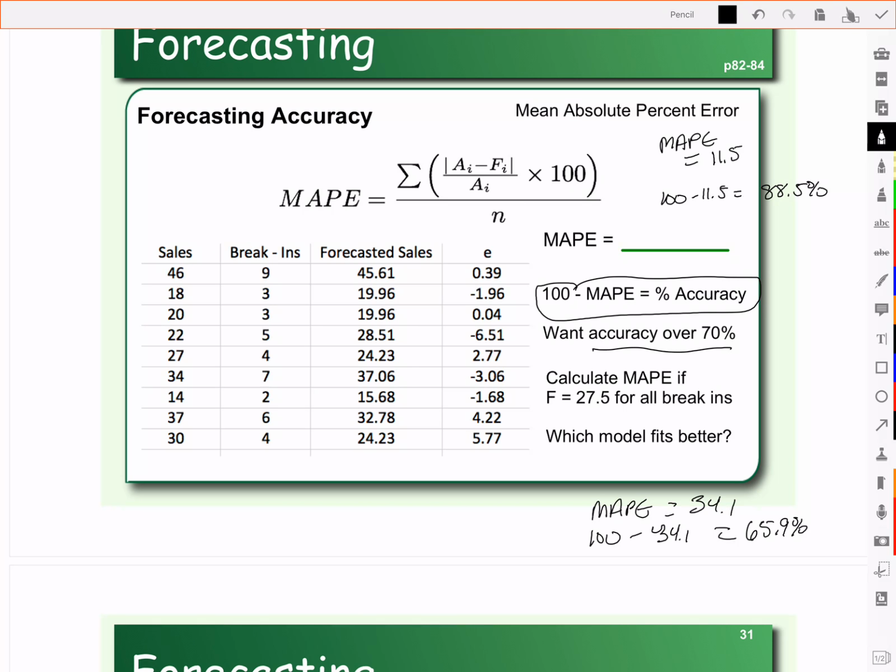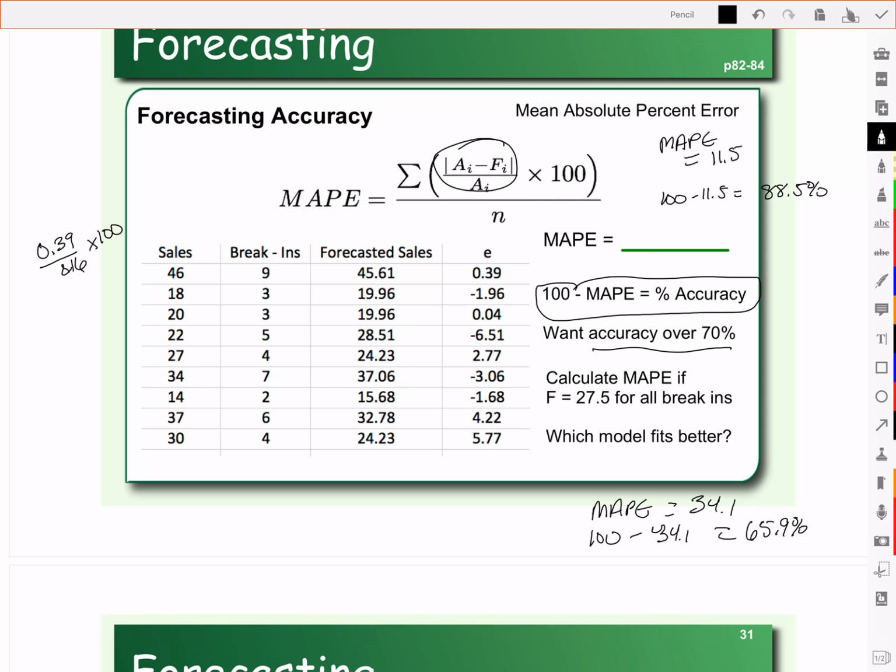So how do you calculate MAPE? Well, we need to find our forecasting error divided by the actual. So we would take our forecasting error of 0.39 and divide it by the actual of 46. We would multiply that times 100.